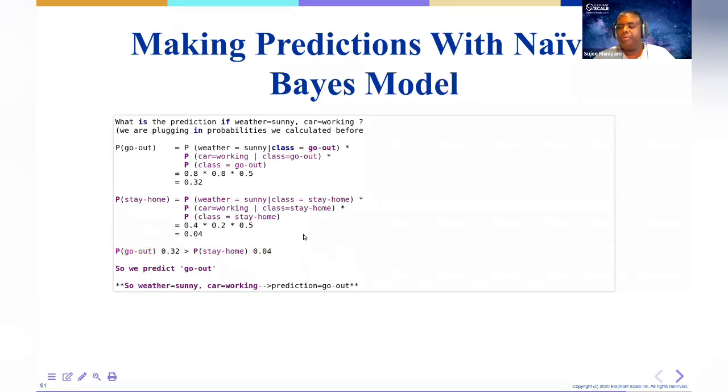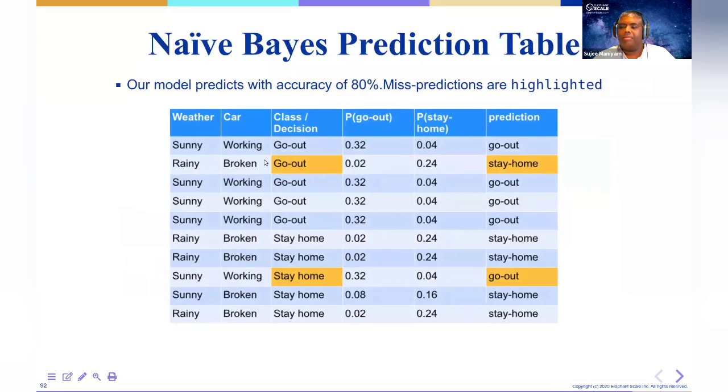So what the algorithm does is, it creates a little matrix, right? Like that. So imagine these are my inputs, right? Weather, car working, and this is the actual decision. And now I'm calculating the probability for going out and staying home.